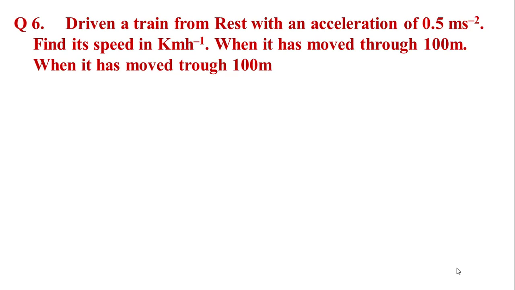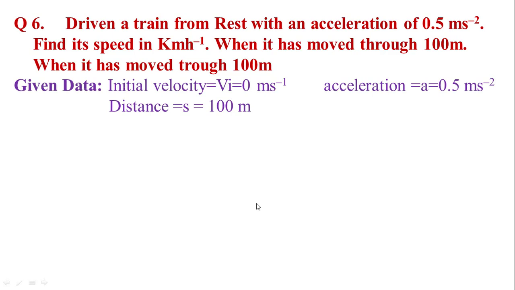A train is driven from rest with an acceleration of 0.5 meter per second squared. Find its speed in kilometer per hour when it has moved through 100 meters. First of all, we write the given data.